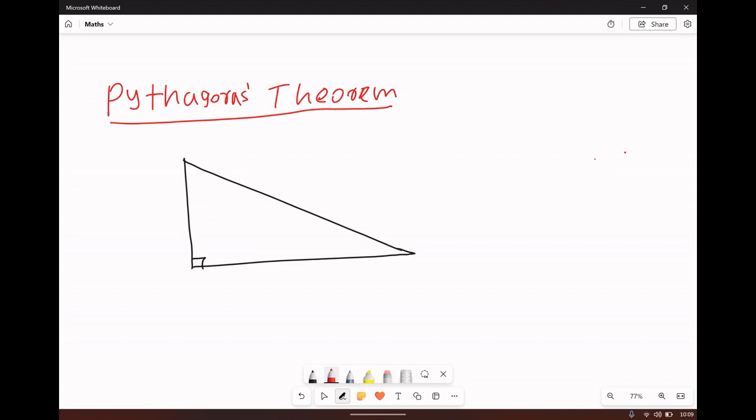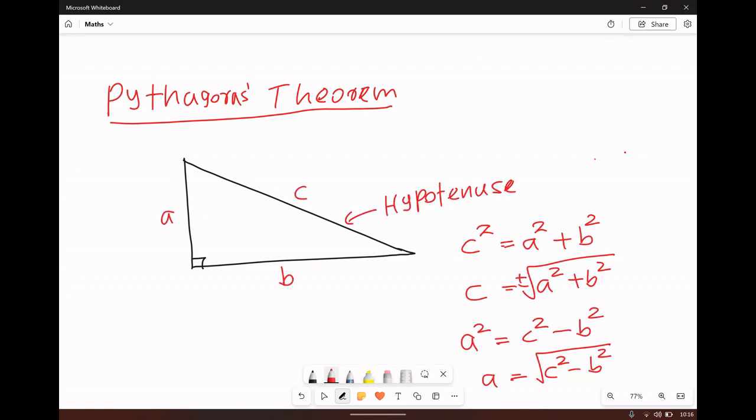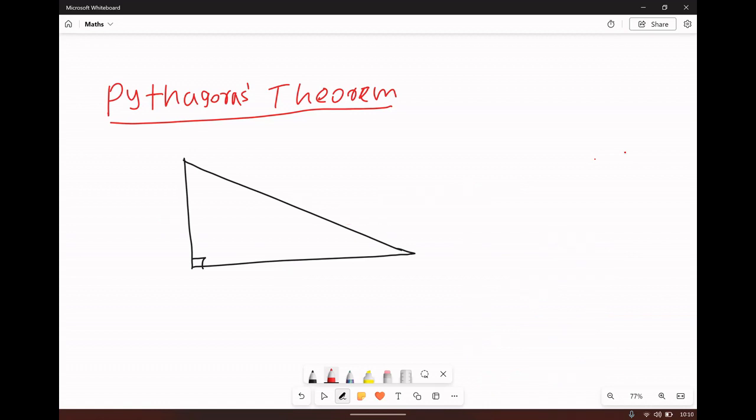Hi all, today we're going to look at another one of the important theorems in mathematics, known as the Pythagoras Theorem. In fact, this theorem is named after the Greek philosopher Pythagoras. This is one of the important concepts. It doesn't matter what level of mathematics you are doing. It could be GCSE level or advanced level or even higher levels.